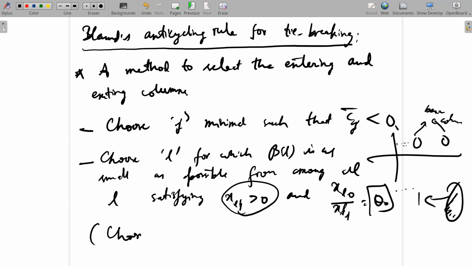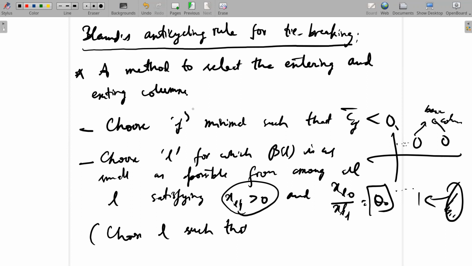So choose L. Sir, isn't BL J? Sorry, isn't BL what? J. Yeah. No, no, BL is not equal to J. That is not true. J is a non-basic column. BL is a basic column, right? Oh, okay. No, I was confused with the previous terminology.